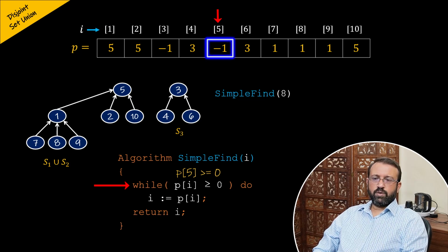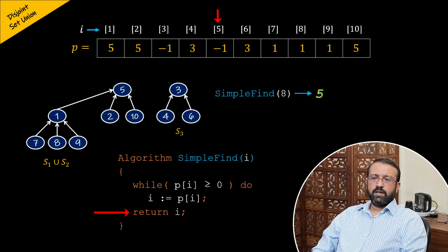P of 5 is storing the value -1, and -1 greater than or equal to 0 is false. Therefore, the while loop terminates. Then, outside the while loop, we have the return statement, return I. And since at this stage the value of I is 5, 5 will be returned. This means that element 8 belongs to the disjoint set that has element 5 as the root.